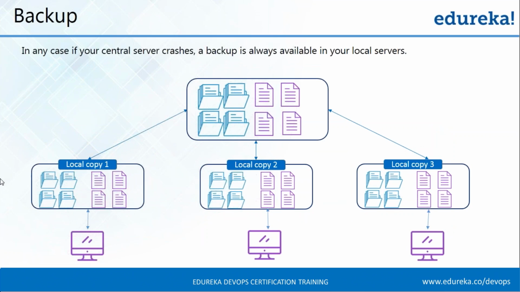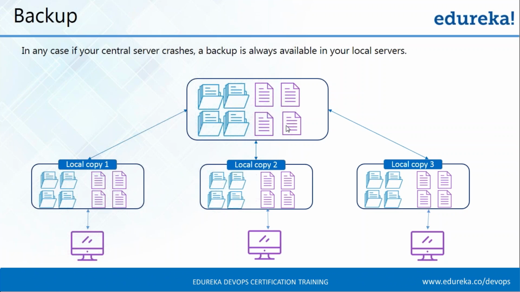Now, version control system provides me with a backup. The diagram that you see here is the layout of a typical distributed version control system. Here you've got your central server where all the project files are located, and apart from that, every one of the developers has a local copy of all the files that are present in the central server inside their local machine. And this is known as the local copies.